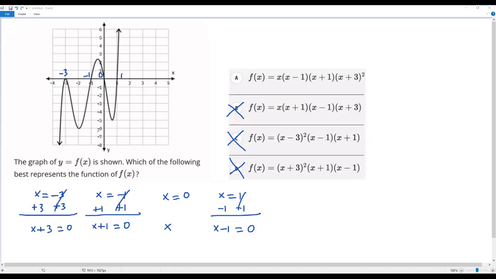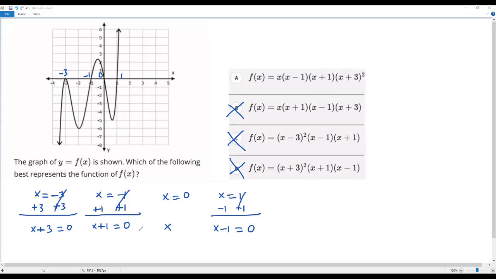Now let's take the x-intercept -1. For this, the corresponding factor is x + 1. At x equals -1, the graph crosses the x-axis. If the graph crosses the x-axis at a particular x-intercept, the corresponding factor must have an odd exponent, like 1 or 3 or 5. In option A, we find this factor x + 1, and the exponent of this factor is just 1. It's an odd number. So this is appropriate for the x-intercept -1.